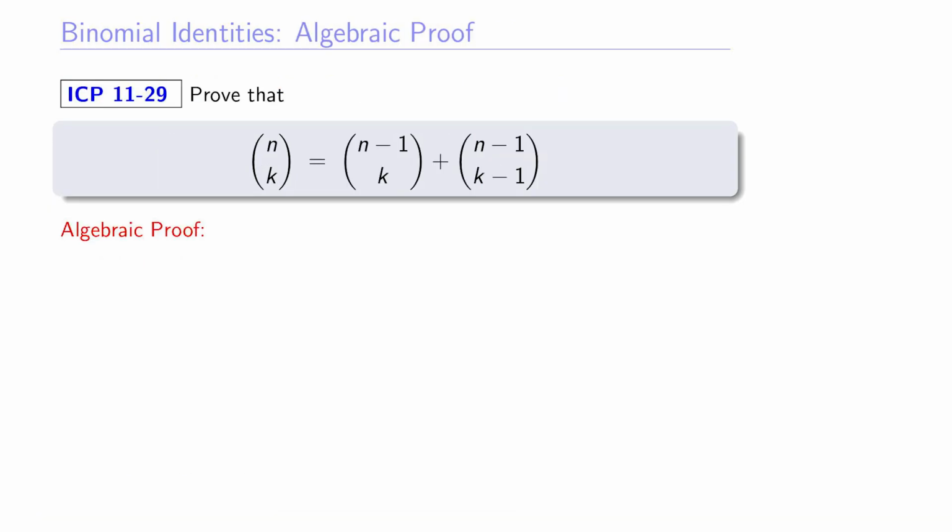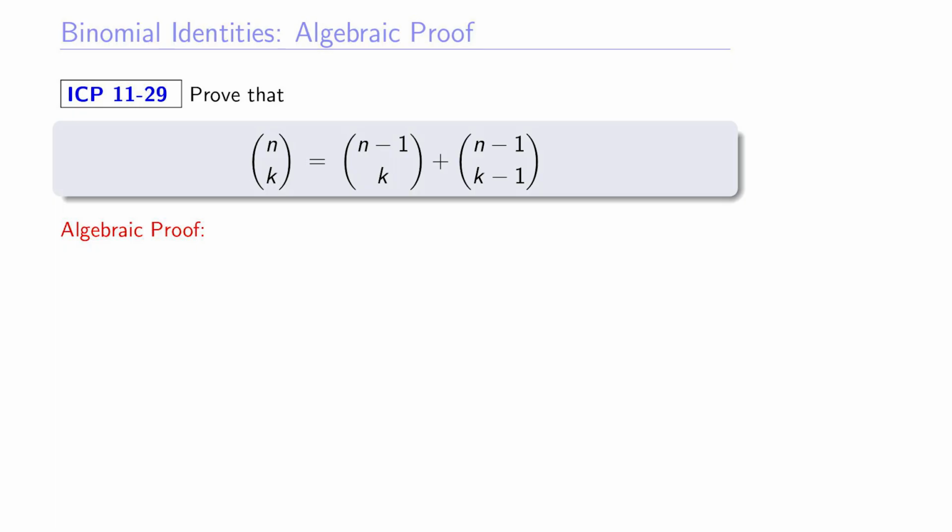Here's another one, the last one. The rest you will see in your problem sets. n choose k is equal to n minus 1 choose k, plus n minus 1 choose k minus 1.